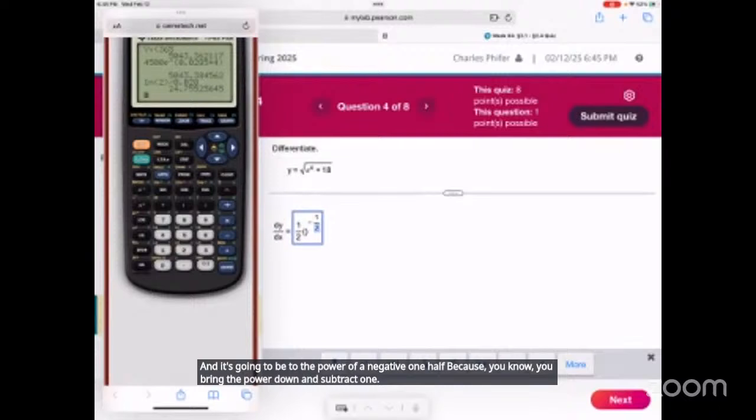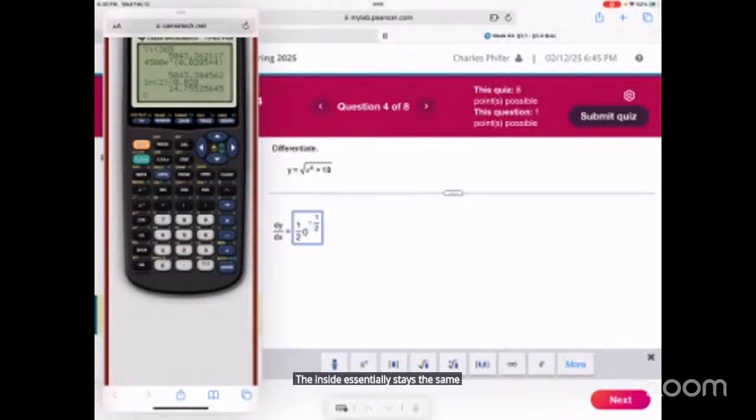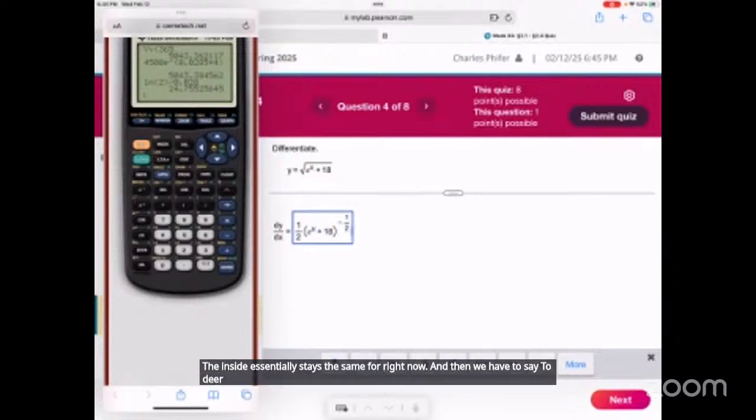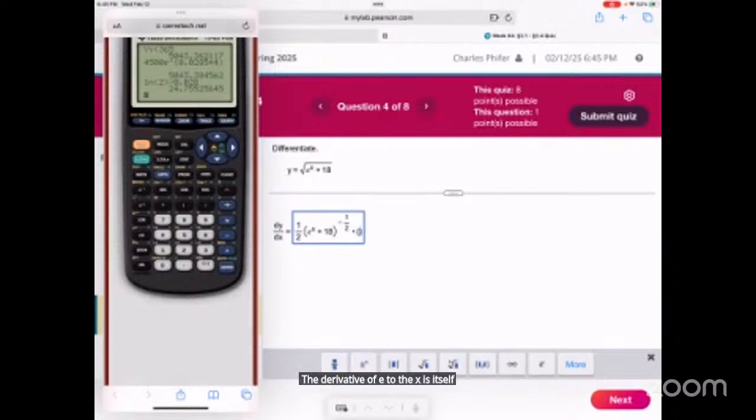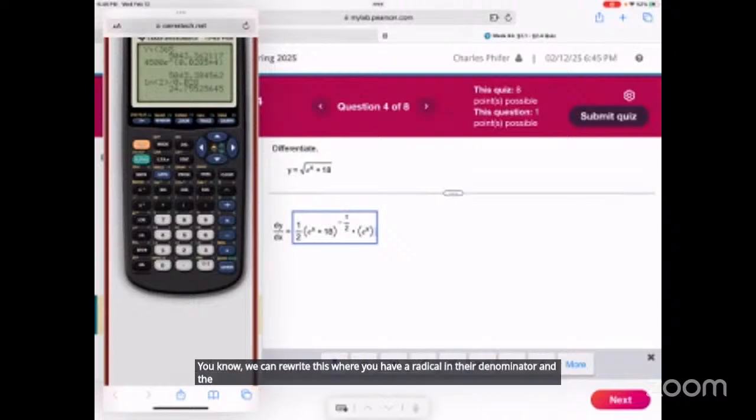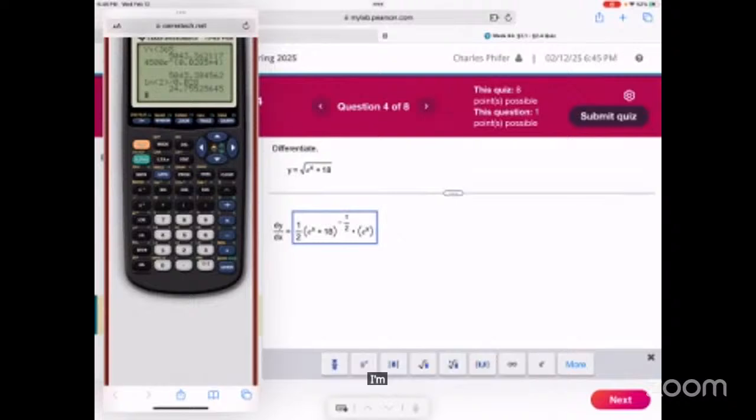The inside essentially stays the same for right now. And then we have to say times the derivative of the inside function. The derivative of e to the x is itself. The derivative of a constant is the constant. It might take it like this. We can rewrite this where you have a radical in the denominator and the e to the x in the numerator. I'm gonna leave it like this because I want to see if it accepts this or not.